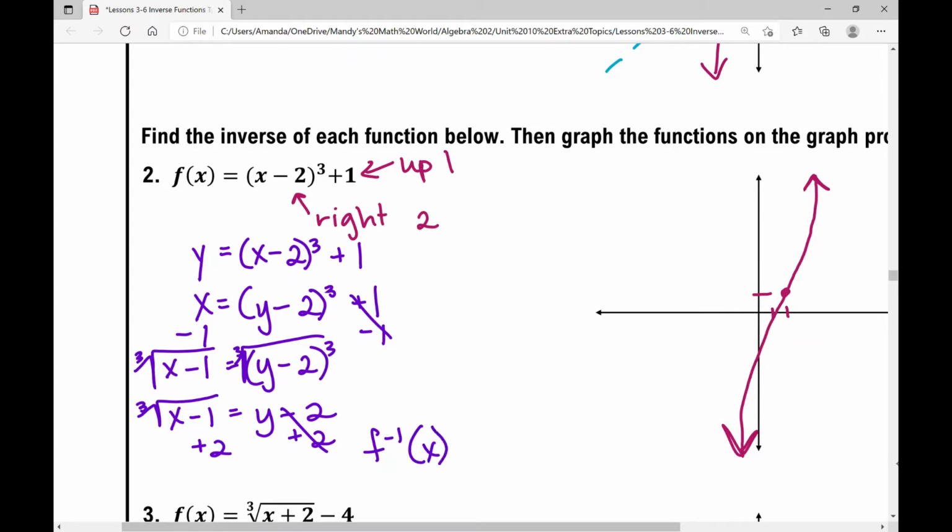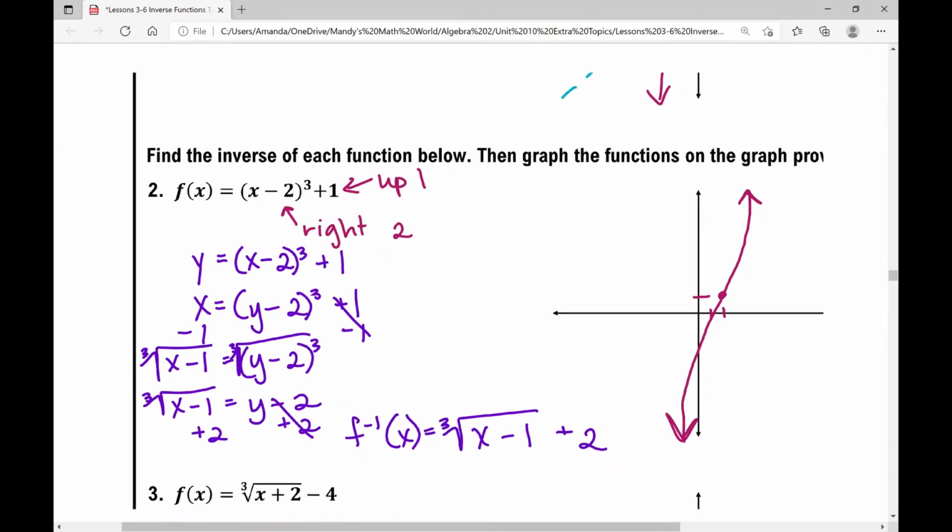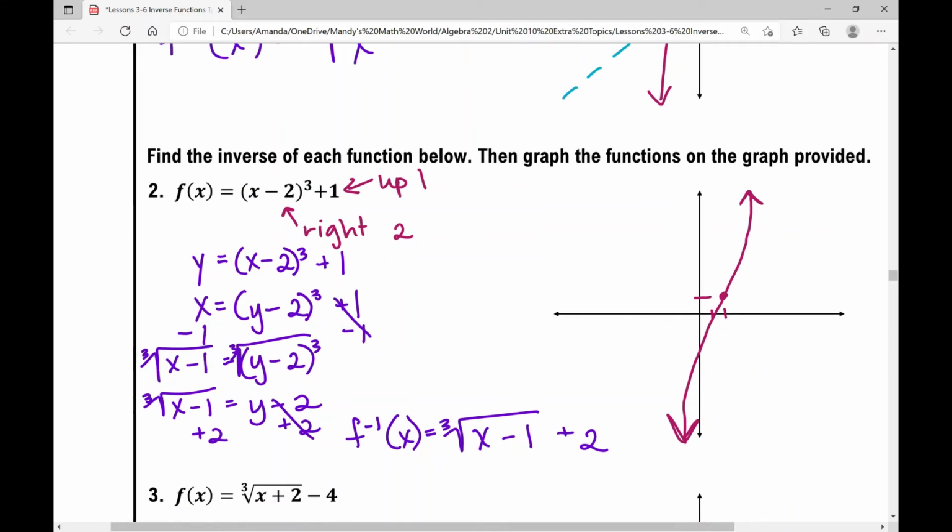f inverse of x equals the cube root of x minus 1, and then plus 2 is outside that radical. So now let's graph this function. We did graph that parent cube root function in the graph above, but now we're going to take, and we know it passed through the origin, right? So we're going to take that origin and we're going to move it right 1 and up 2.